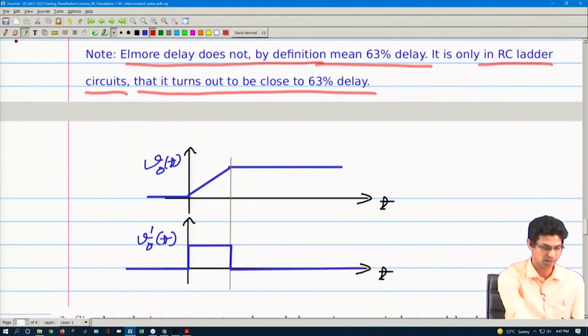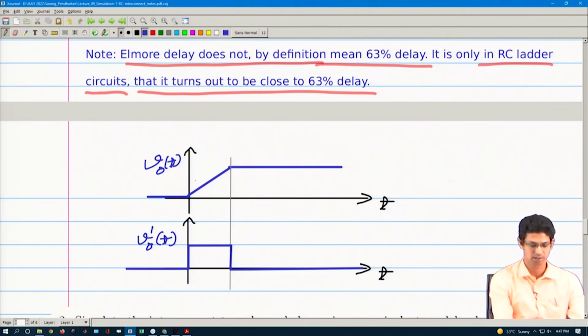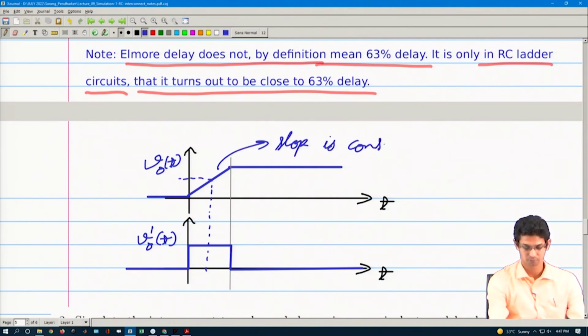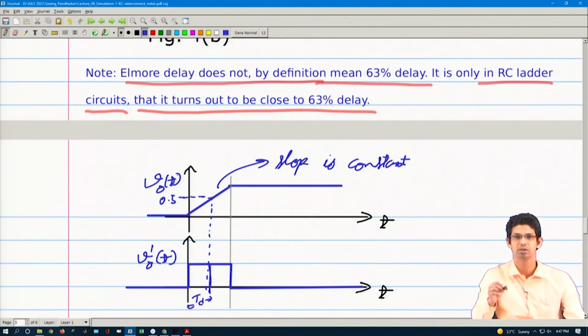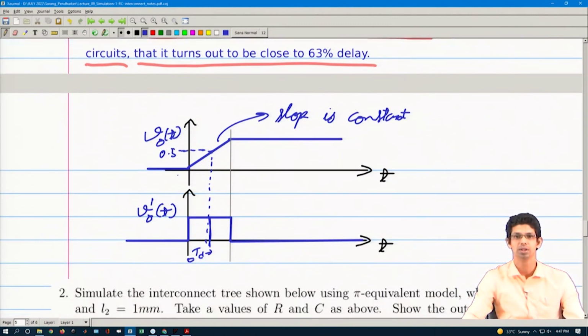For example, if you had a circuit output voltage like this, and if this was say linear, this is your slope. So, slope would have been constant here, and in that case you would have got something like this. So, this would have been somewhere like 0.5. So, your Elmore delay T d would have been equivalent to say 50%. So, it depends on your waveform. In the case of RC circuits, it comes out to be the same.